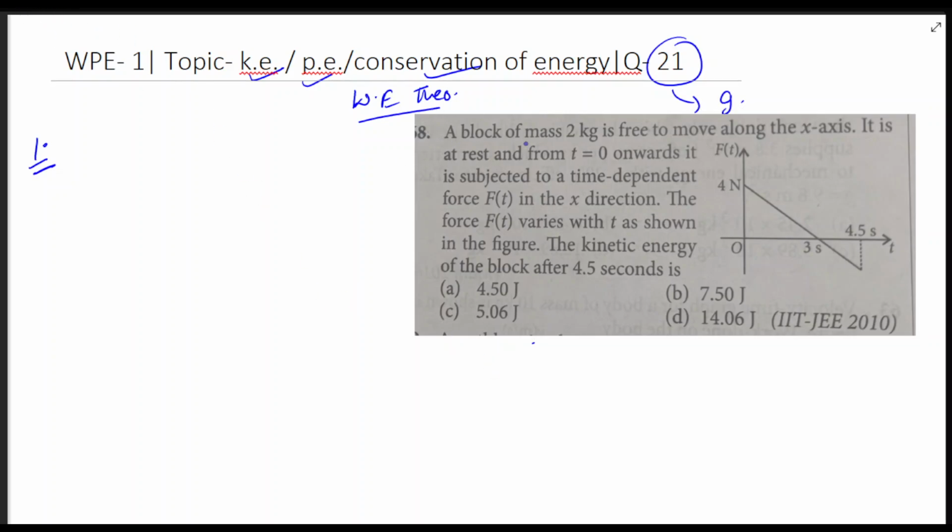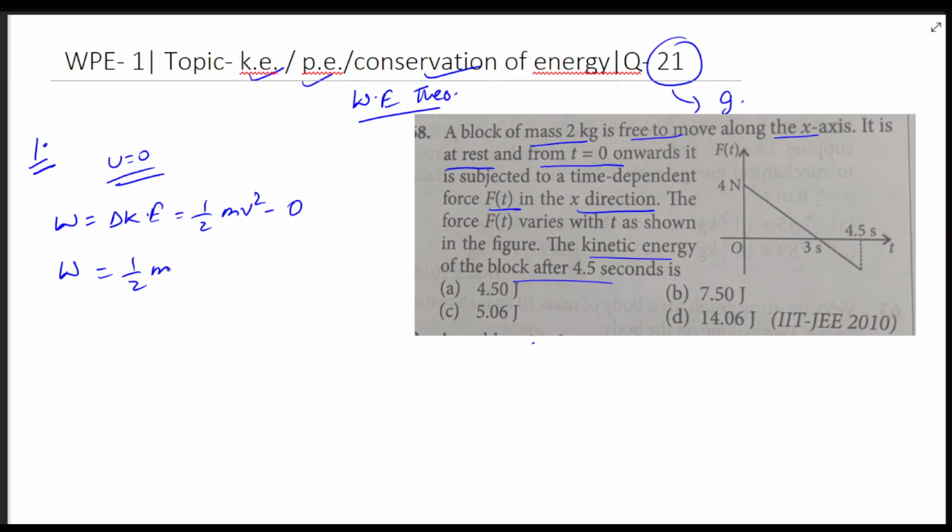Perfect. So we have a block of mass 2 kg free to move along the x-axis. It is at rest from t equal to 0, so u is 0, subjected to a force like this. So F(t) we have in the x direction always. Now we have to find the kinetic energy. So we can write work done by force will be change in kinetic energy. So it will be directly half mv square minus 0. So we just have to find the work done equal to half mv square.